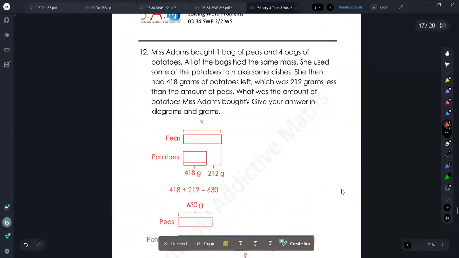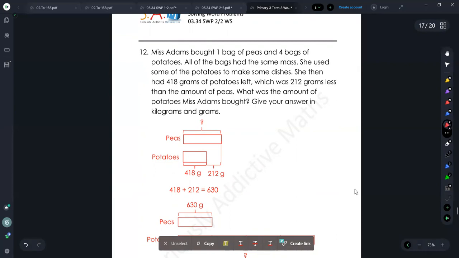They need to piece two pieces of information together. If you look at this question here, Miss Adams bought 1 bag of peas and 4 bags of potatoes, and all bags are of the same mass. Then she used some potatoes to make some dishes. And then she realized that she has 418 grams of potato left, which was 200 grams less than the amount of peas. So hence they need to figure out what is the mass of peas left and what is the mass of potato left.